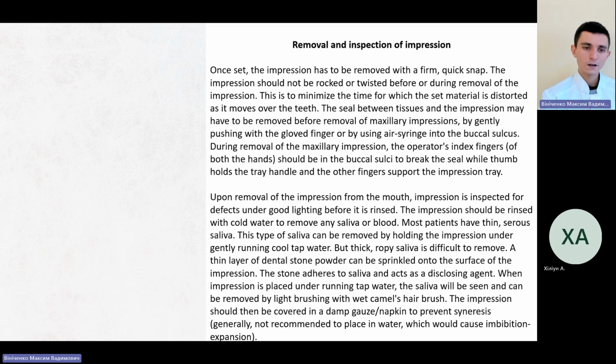A thin layer of dental stone powder can be sprinkled onto the surface of the impression. The stone adheres to saliva and acts as a disclosing agent. When the impression is placed under running tap water, the saliva will be seen and can be removed by light brushing with a wet camel's hair brush. The impression should then be covered in a damp coarse napkin to prevent syneresis. It is generally not recommended to place it in water, which would cause imbibition expansion.